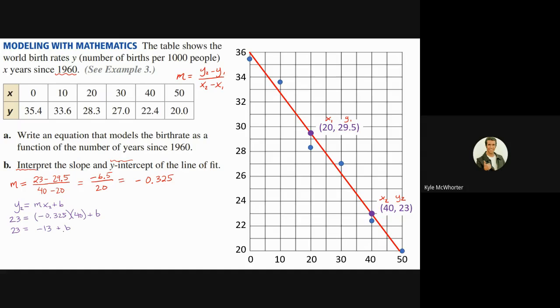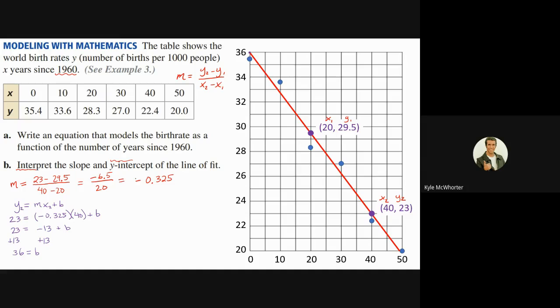Then to find b, I would just add 13 to each side. And I get b equals 36. So my y-intercept being 36 means that in 1960, when x was 0, the birth rate was 36 births per 1,000 people.